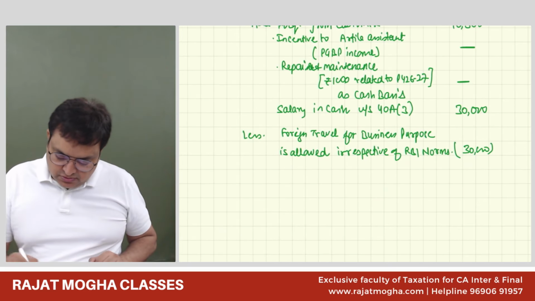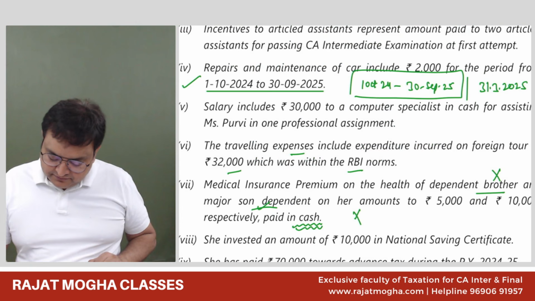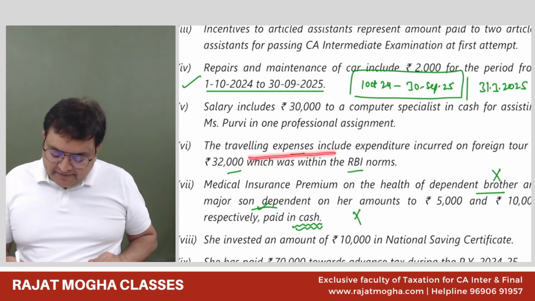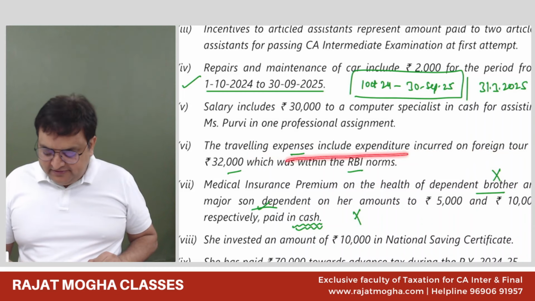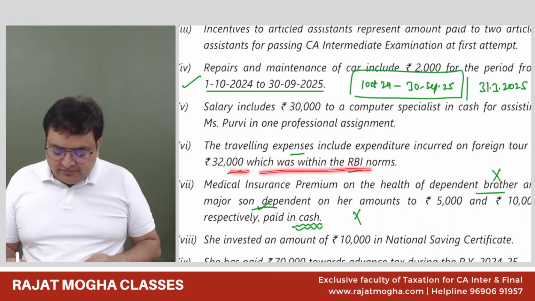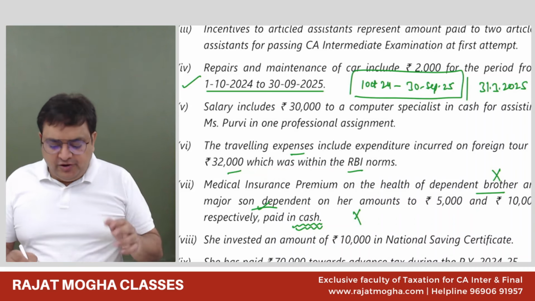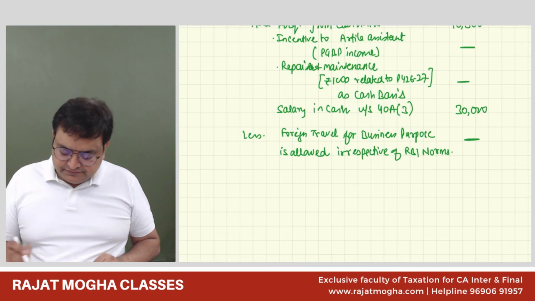No, I've made a mistake. What mistake have I made? Can you tell me? So they are saying traveling expense already includes expenditure incurred on foreign travel, 32,000 rupees, which was within the RBI norms. So it has already been debited. So we will not do anything.